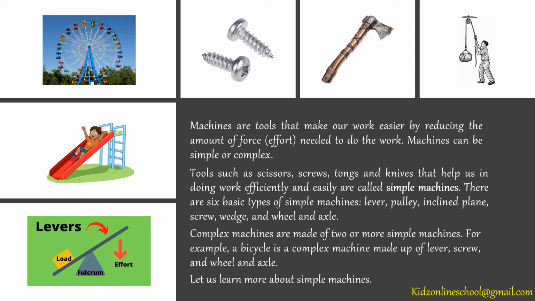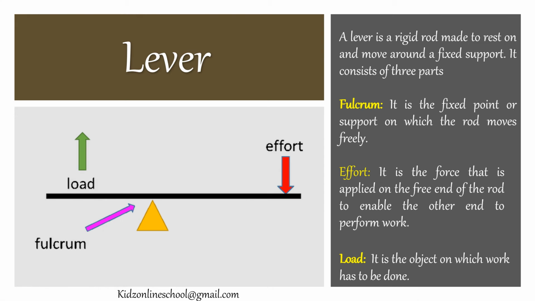Let us learn more about simple machines. A lever is a rigid rod made to rest on and move around a fixed support. It consists of 3 parts. Fulcrum, it is the fixed point or support on which the rod moves freely. Effort, it is the force that is applied on the free end of the rod to enable the other end to perform work. Load, it is the object on which work has to be done.